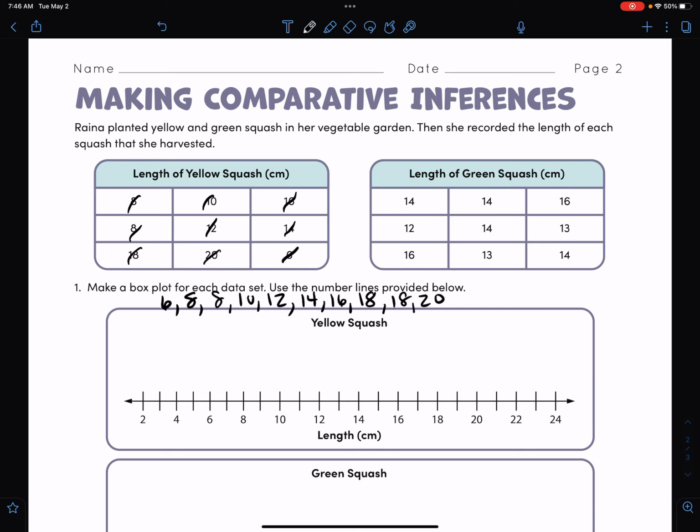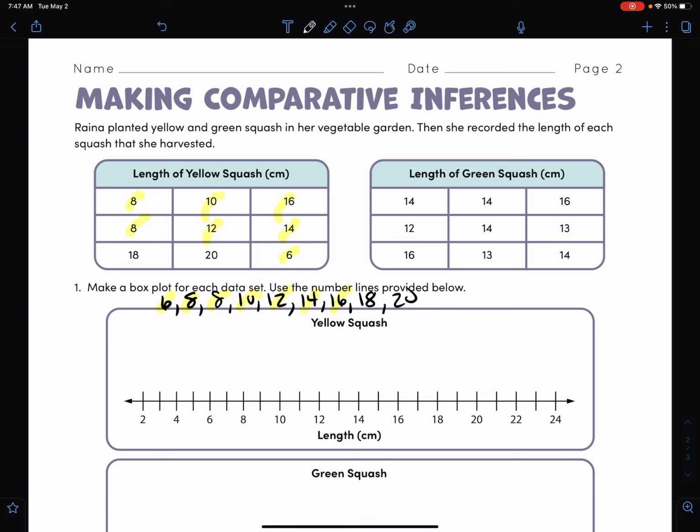Okay, so there should be 9 numbers, which means if I split them in half... wait, 1, 2, 3, 4, 5, 6, 7, 8, 9, 10. Okay, I have an extra number. So we've got to check the numbers again. 6, 6, 8, 8, 10, 12, 14, 16. There's only one 18. I wondered when I wrote it.